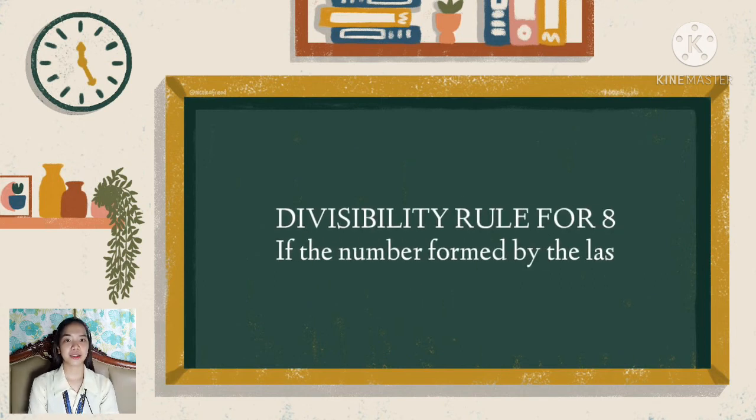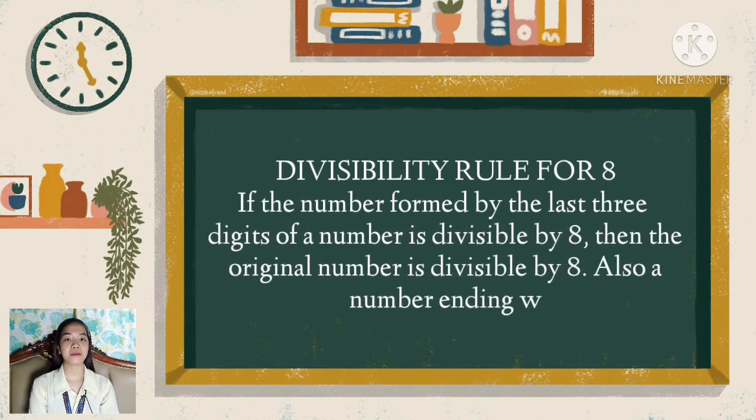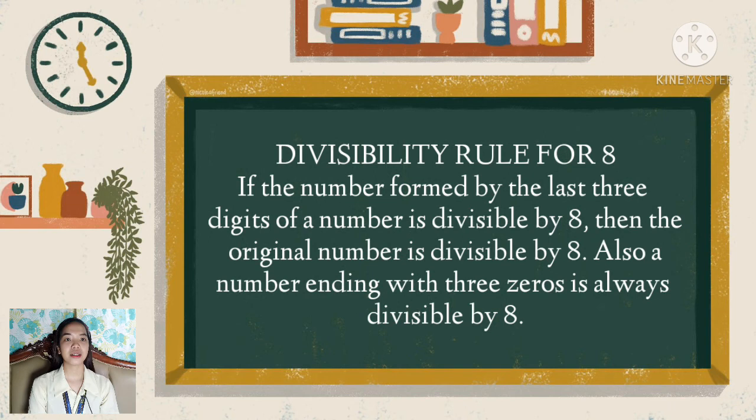Divisibility rule for 8. If the number formed by the last 3 digits of the number is divisible by 8, then the original number is divisible by 8. Also, a number ending with 3 zeros is always divisible by 8.